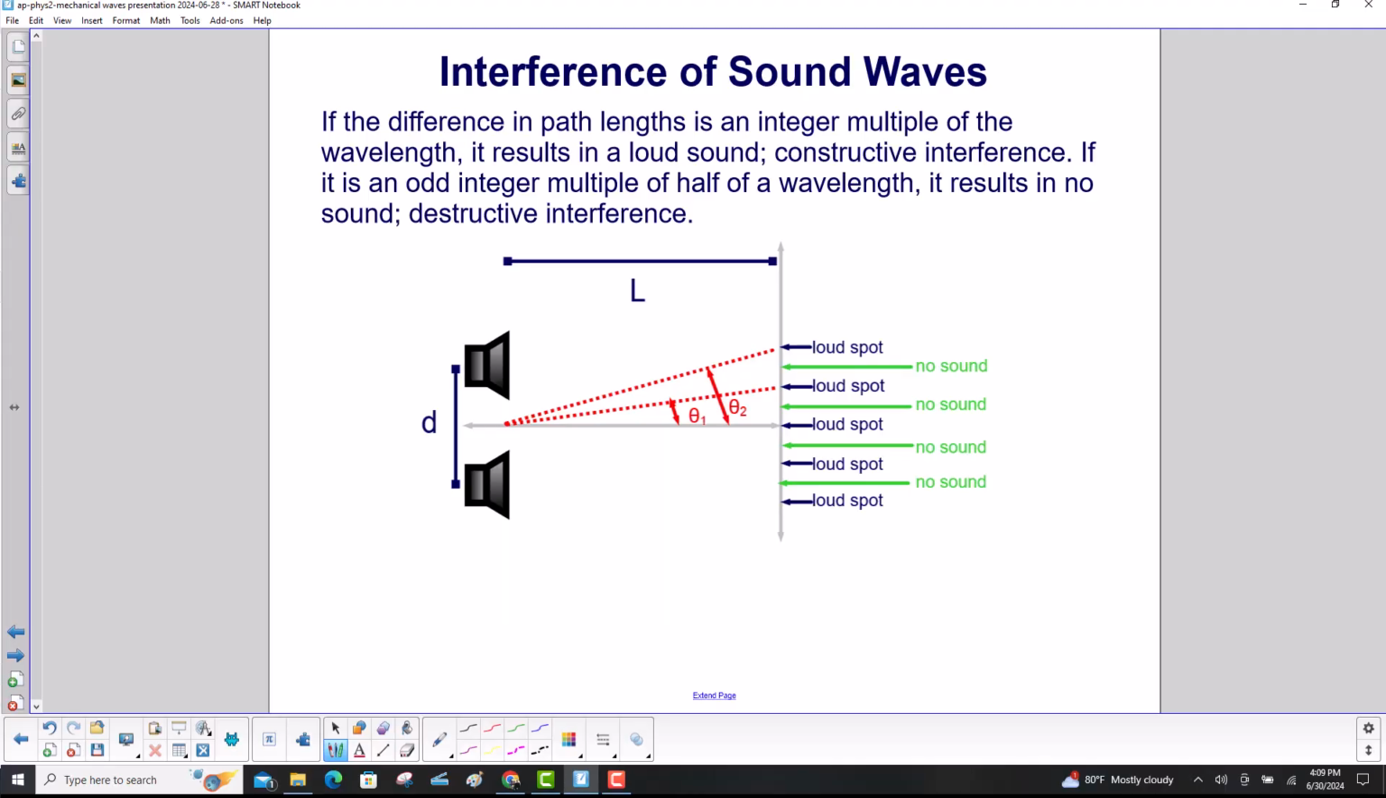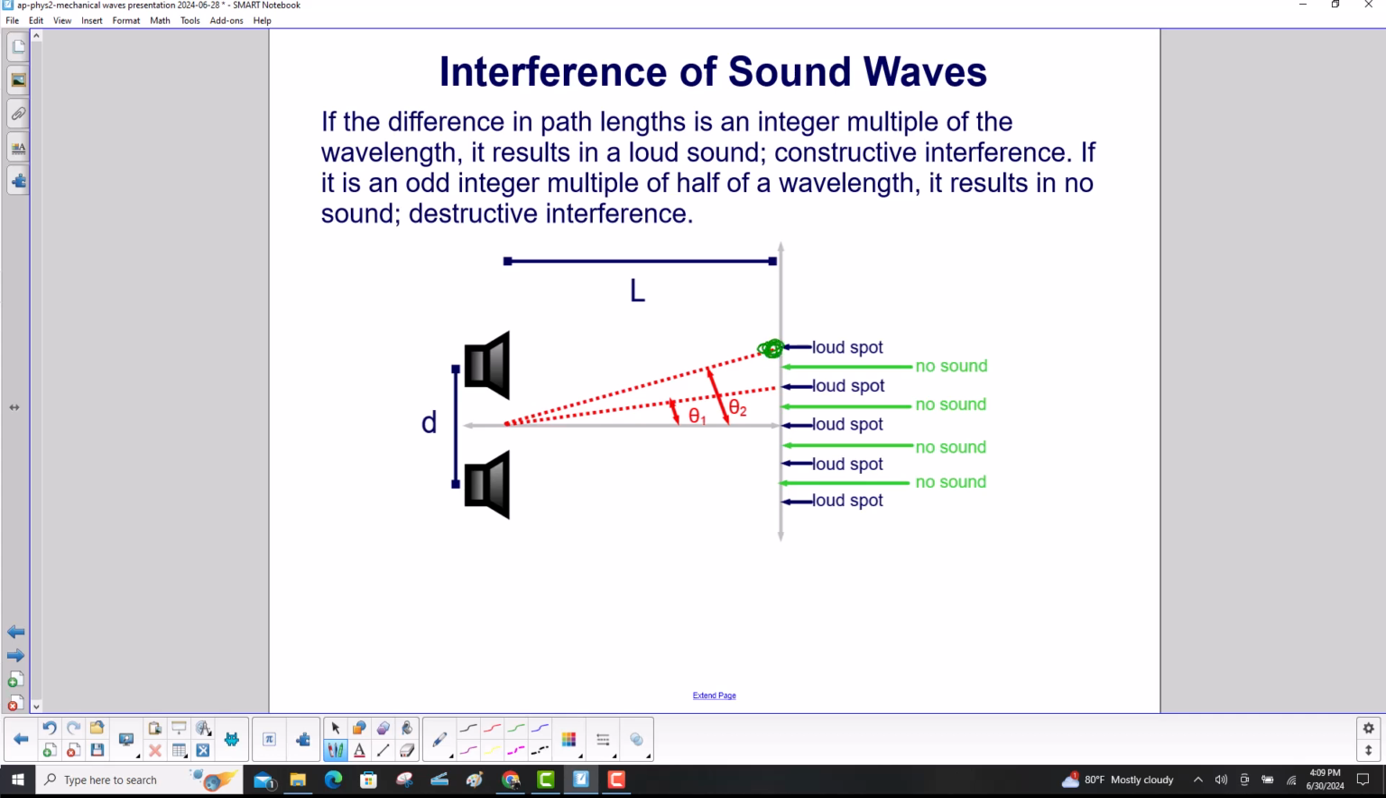If the difference in path lengths is an integer multiple of the wavelength, it results in a loud sound, constructive interference. If it is an odd integer multiple of half a wavelength, it results in no sound, destructive interference. So what would be happening there? Well, let's look over here.